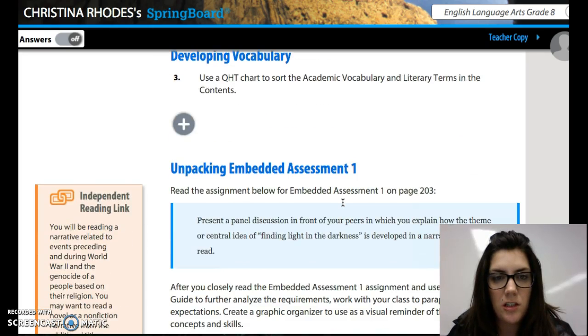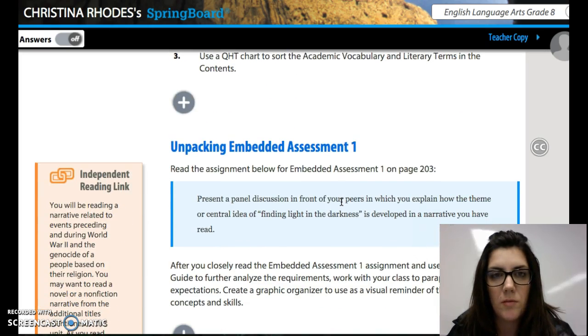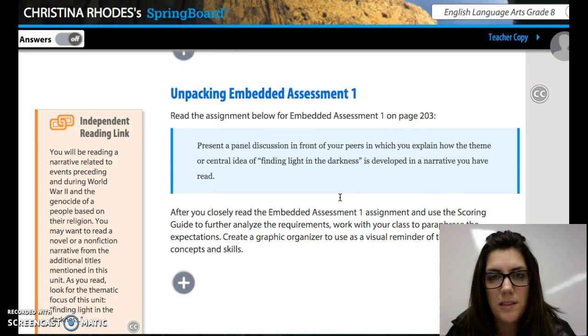So this QHT chart goes in your composition notebook. Hopefully most of you had some in the T, some in the Q, and some in the H, but we want them all to be over to the T by the end of this.